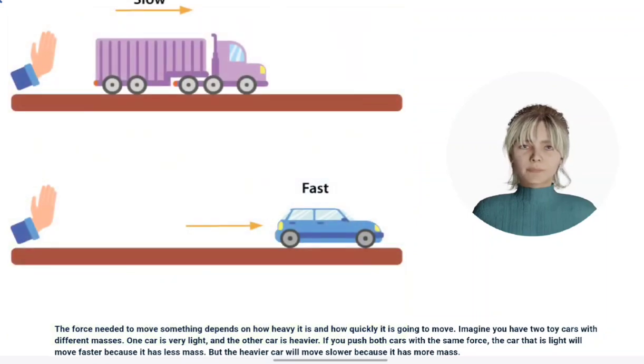The force needed to move something depends on how heavy it is and how quickly it is going to move. Imagine you have two toy cars with different masses. One car is very light, and the other car is heavier. If you push both cars with the same force, the car that is light will move faster because it has less mass. But the heavier car will move slower because it has more mass.